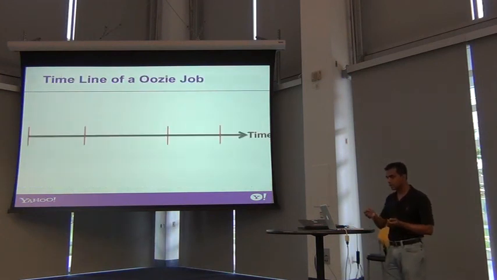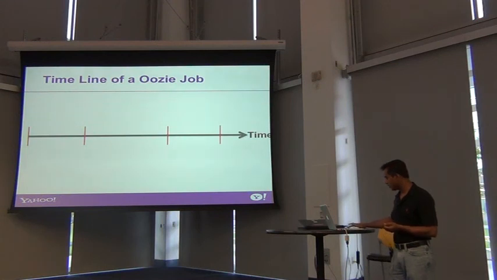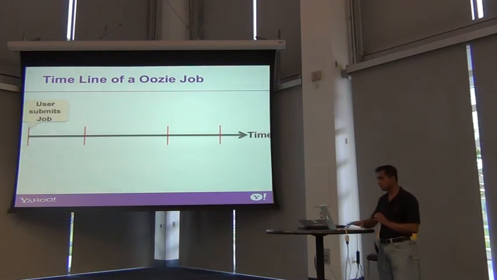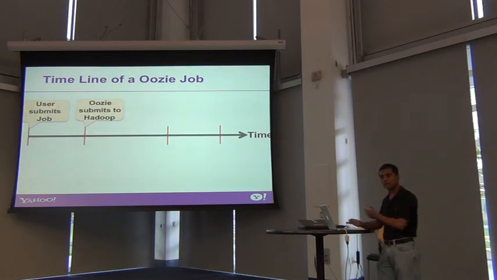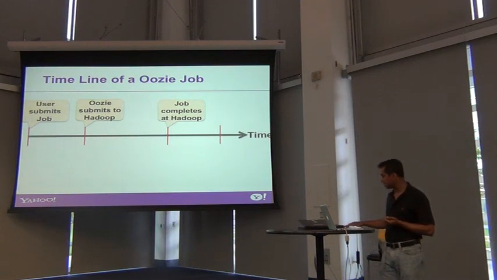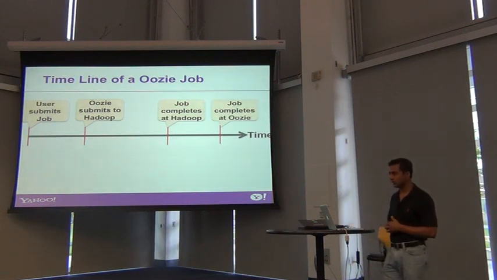Now let's look at more. This is a couple of slides about the timeline of an Oozie job. What happens when you submit a job to Oozie? First, Oozie gets the request. Then we submit to Hadoop, and we get the reply back from Hadoop. Then we reply to you that the job finished.